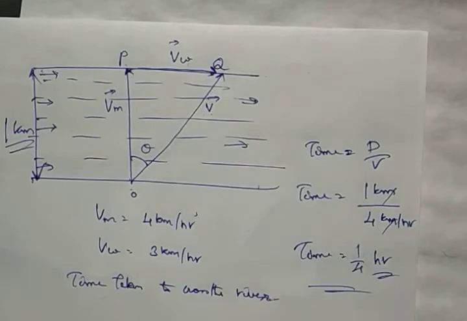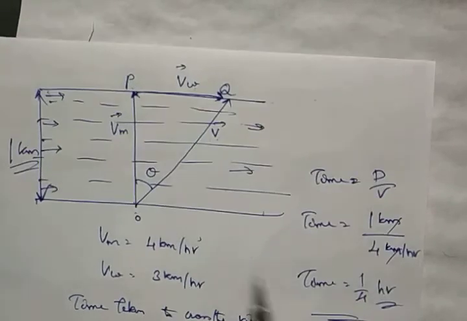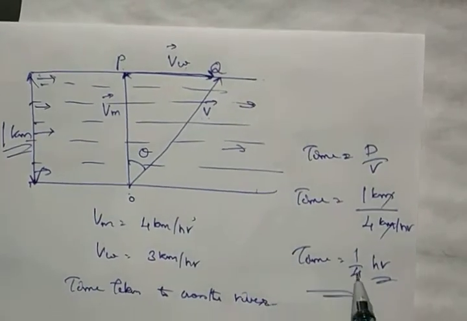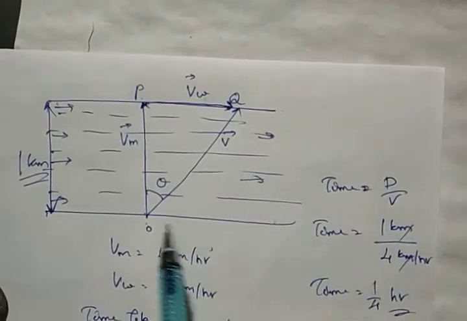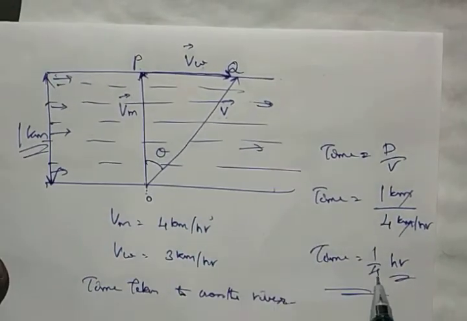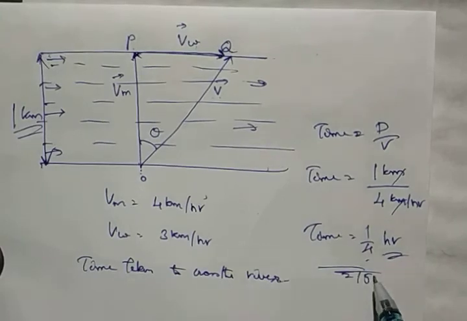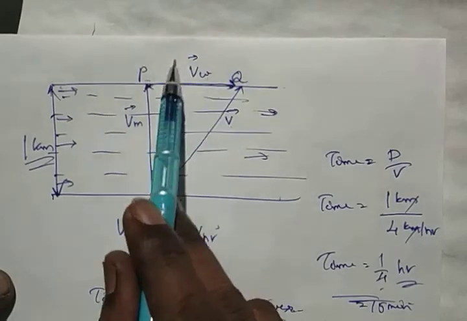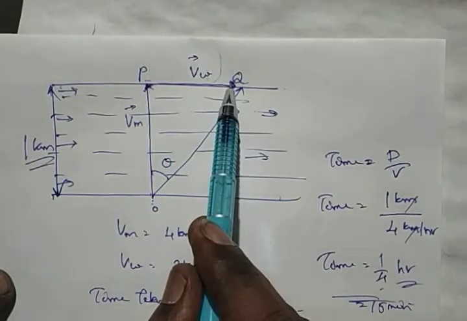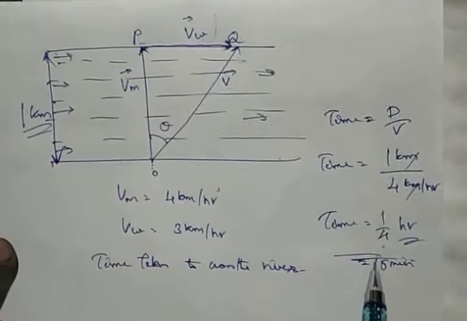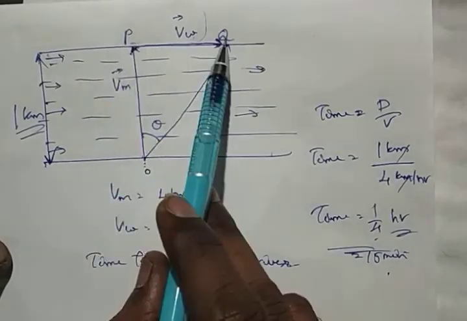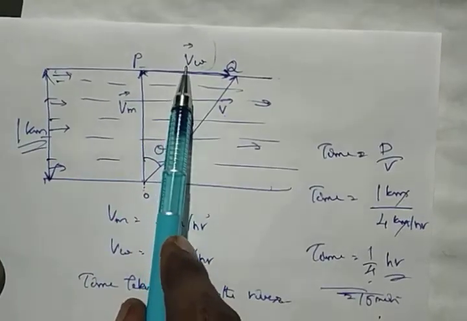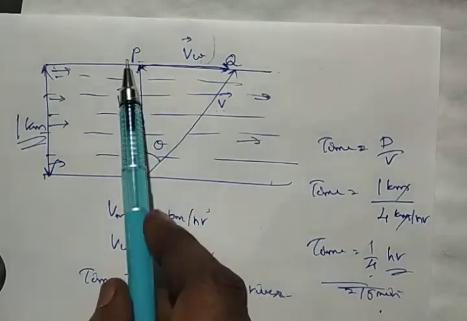The next part of the question says, how far does he go? What is this distance he goes in this time? Now look at this one. When he travels from here to here, he will take 15 minutes. That 15 minutes he is being pushed by this velocity. Actually he will be heading on towards this direction, but we can take this component of the velocity multiplied by the time. Then you will get this PQ.